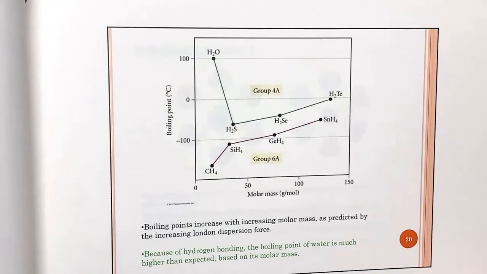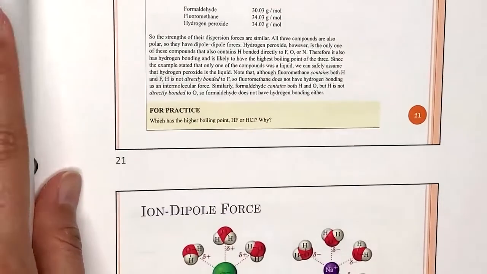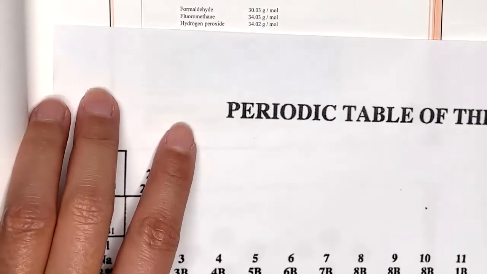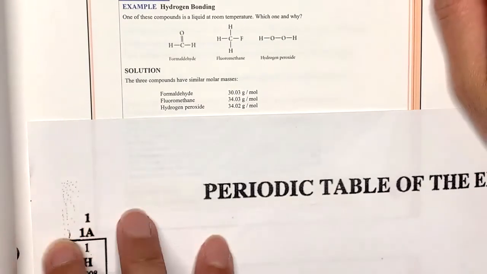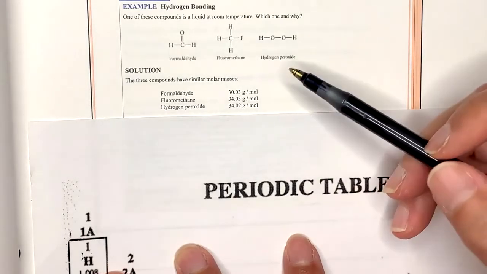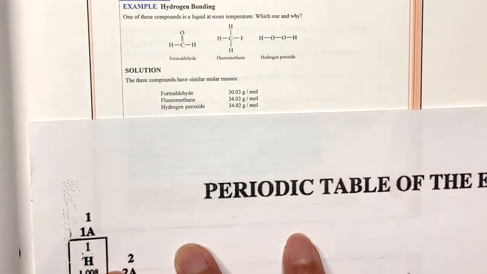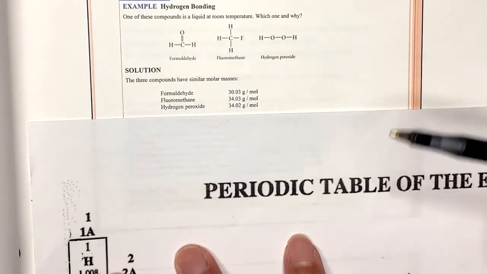All right, let's keep going. Let's take a look at hydrogen bonding here. They all have similar molar masses, and the question is, out of these, one of them is liquid at room temperature. Which one and why? Liquid at room temperature means it's not boiling at room temperature, and the other ones are going to be boiling, so they have weaker intermolecular forces. The one with hydrogen bonding would have a higher boiling point, so it stays liquid. So you just look for the one with hydrogen bonding, basically.